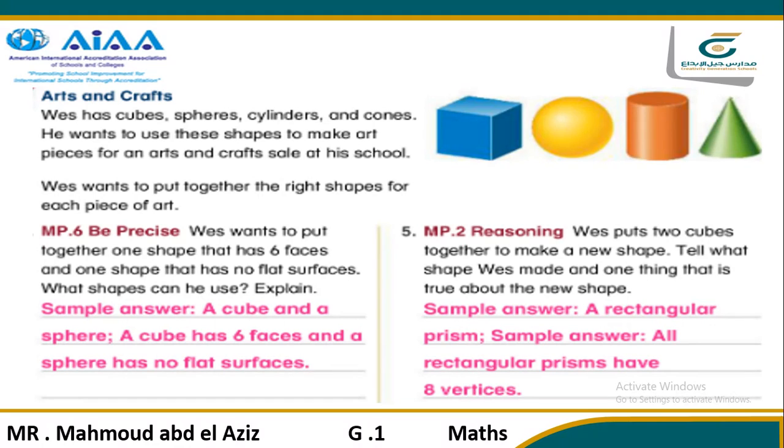Another question, number 5. Quiz puts 2 cubes together to make a new shape. Tell what shape was made and one thing that is true about the new shape. When you have 2 cubes here and you put them together, what will you get? Excellent. Rectangular prism. And all rectangular prisms have 8 vertices, or you can write another thing. All rectangular prisms have 6 faces, or 12 edges.